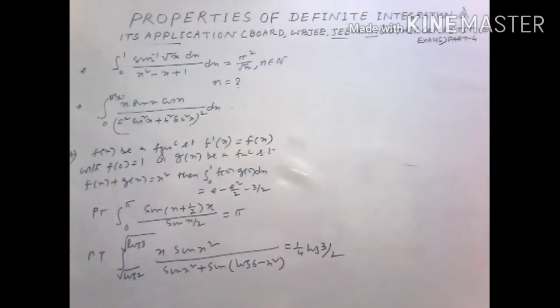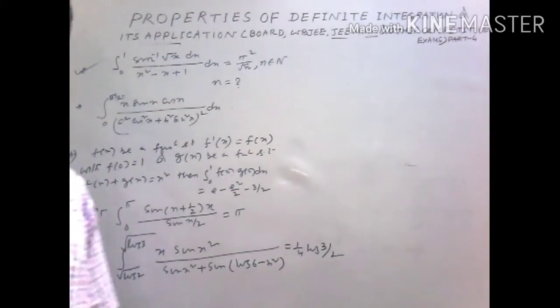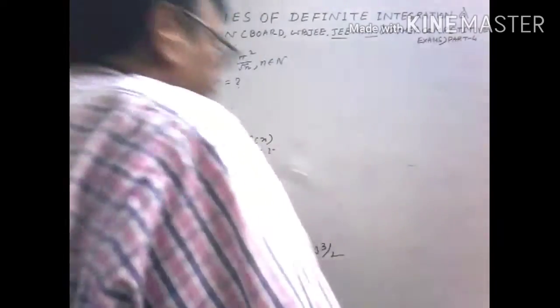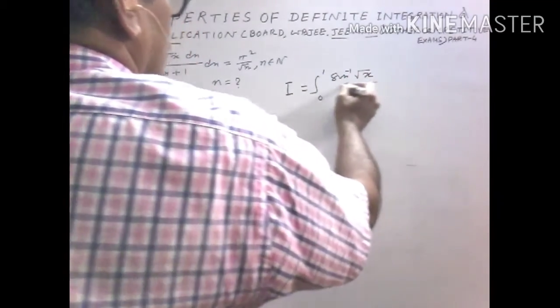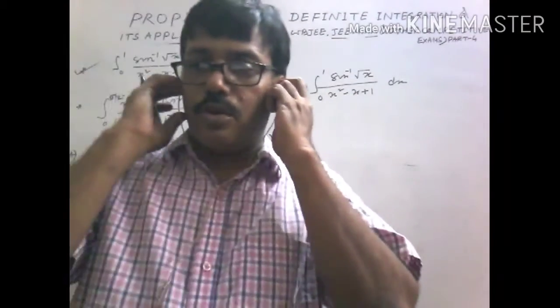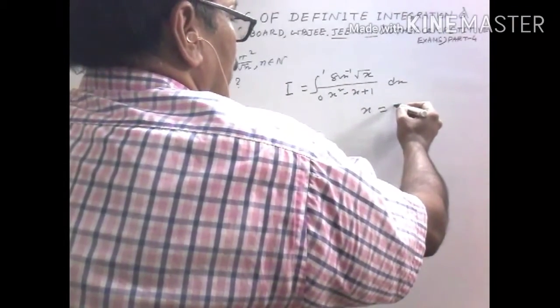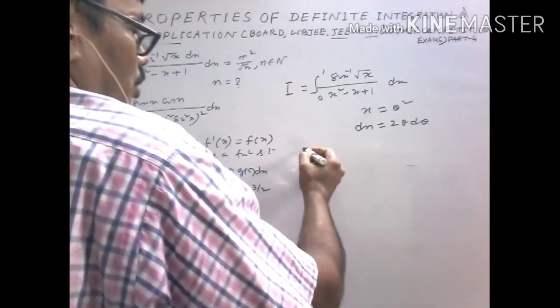Now we consider another set of problem. Look, the integral of sin inverse root x dx by x square minus x plus 1 dx equals to pi square by root n, sin n. So I equals the integral from 0 to 1 of sin inverse root x by x square minus x plus 1. So to omit the root, the obvious transformation is x equals to theta square. So dx equals to 2 theta d theta.